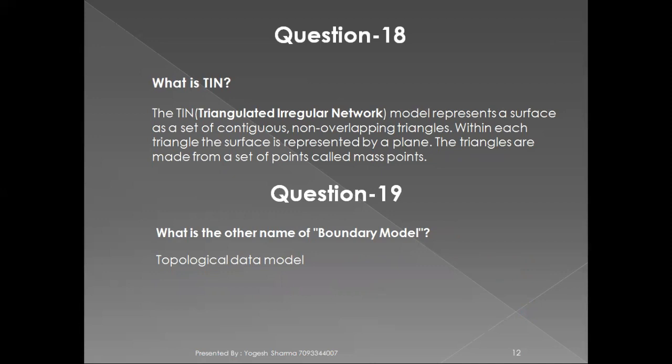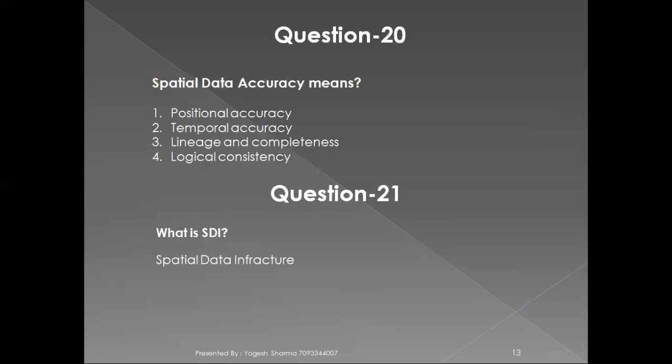Basically, TIN is vector data. Okay. What is the other name of the boundary model? The other name of the boundary model is a topological data model.